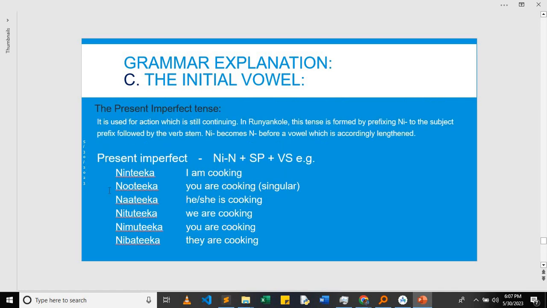So we have the present imperfect tense. You know what is imperfect? It is happening now, like you say, I'm cooking, you are cooking, he's cooking, we are cooking, you are cooking, they are cooking. That is called the present imperfect tense. So we have a word like ninteka, I am cooking. I remember you asked me, ninkora. Ninkora is I am working.